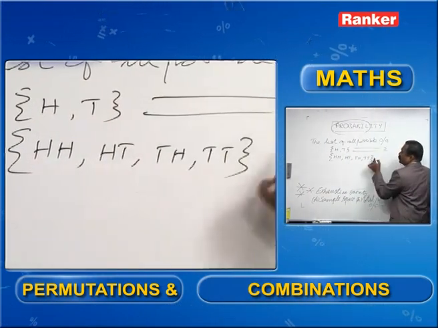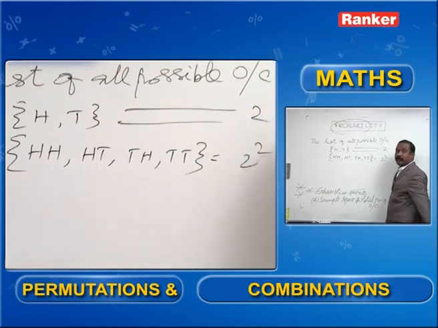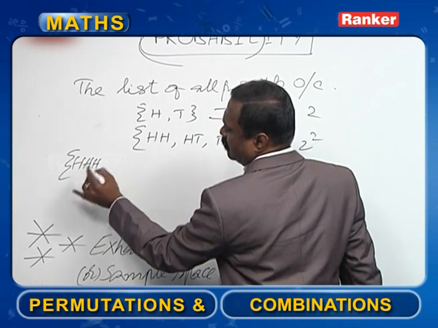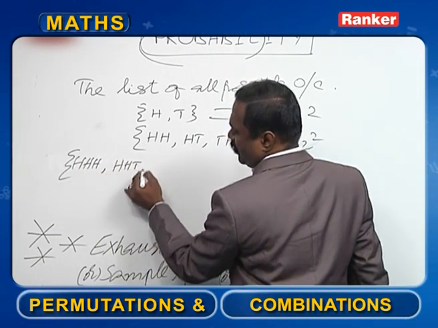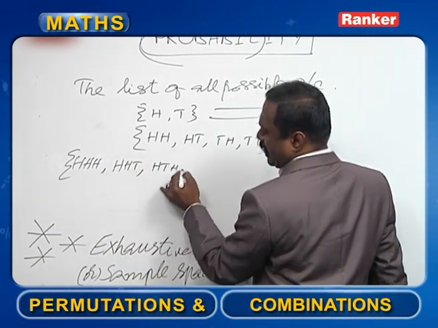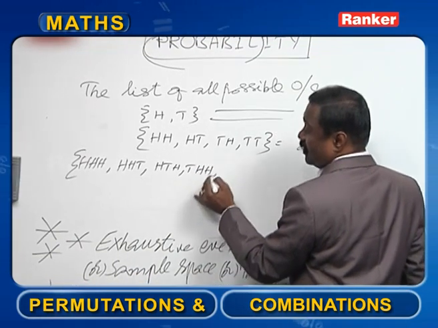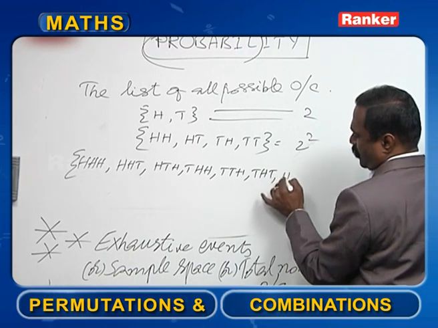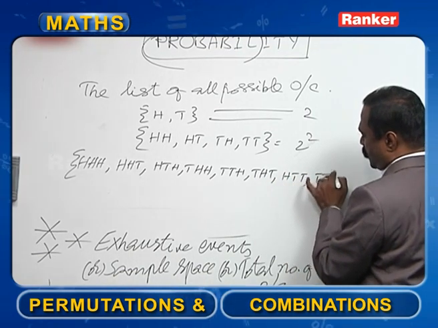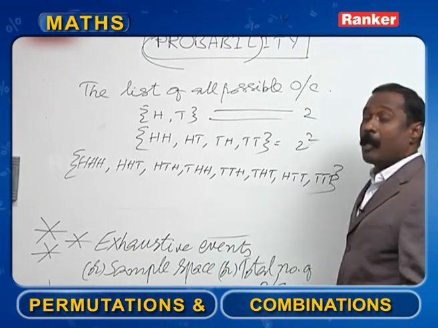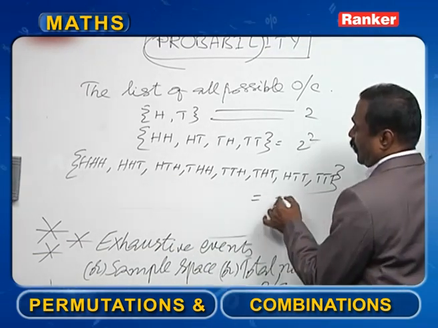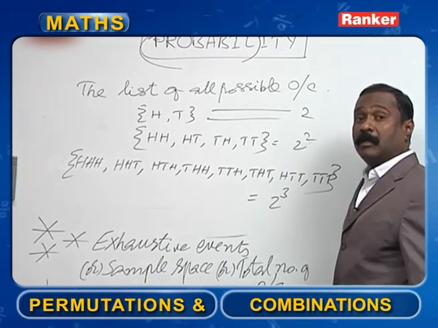It is 2 squared. If I throw the coin thrice, we get HHH, HHT, HTH, THH, TTH, THT, HTT, and all tails. So how many outcomes do we have here? This is 4 plus 4, 8. It is nothing but 2 cubed.